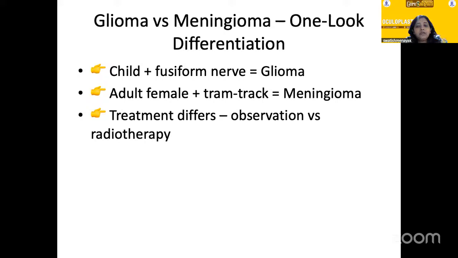So this is like one look: if it is a child with a fusiform nerve, then we are dealing with glioma. If it's an adult female with tram track appearance, then it is a meningioma. So the treatment also differs, and that's why it is very important to understand what we are dealing with exactly.